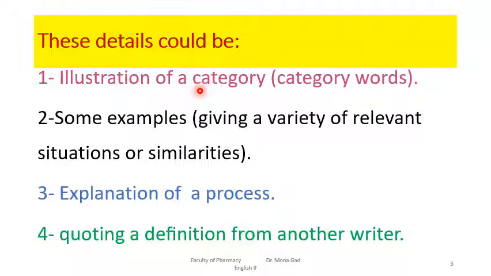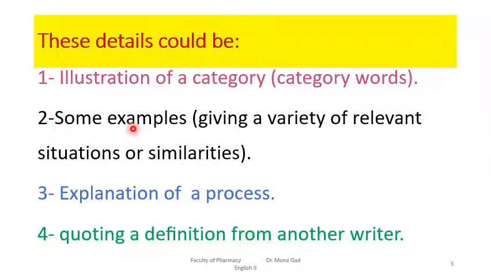For example, it's not clear what type of process. Is it a biological process, a chemical process, an artificial process? What? So I have to give an adjective to the category itself in order to make it clear. So I can say decay is a chemical biological process, or a biological chemical process that happens in the body after so and so. This is illustration of a category. Let's see the second type of details.